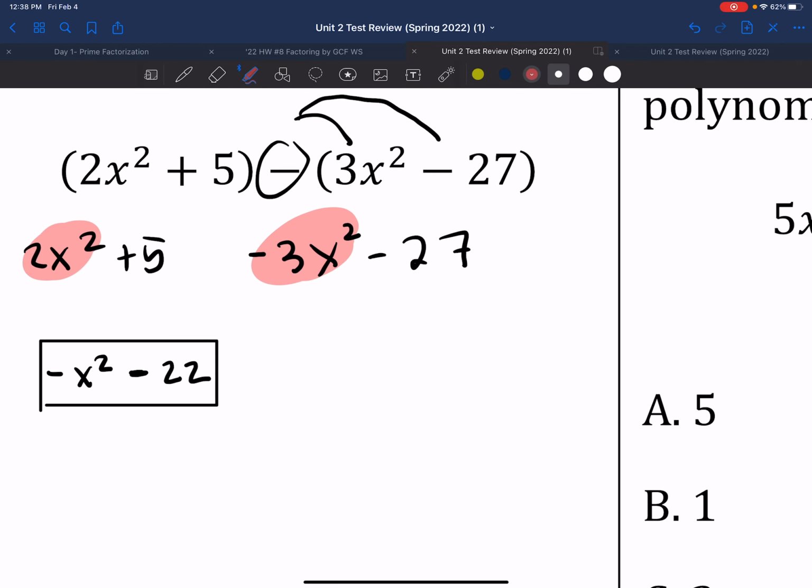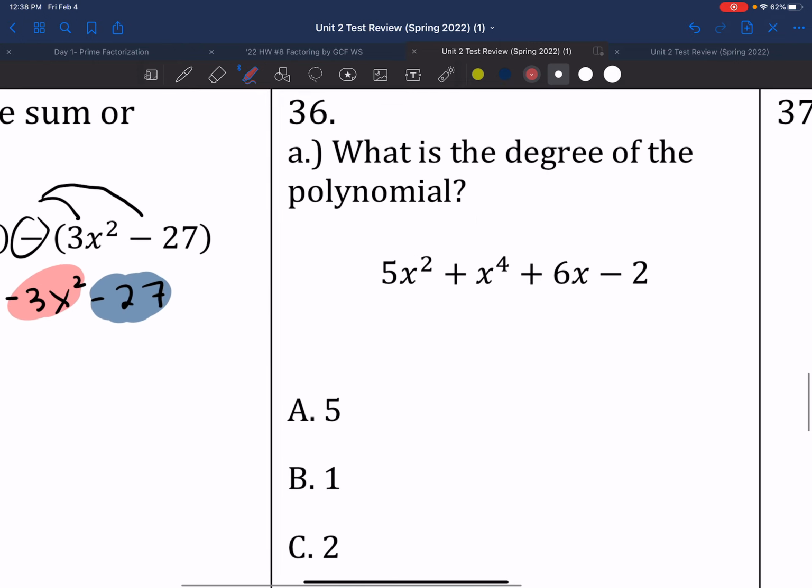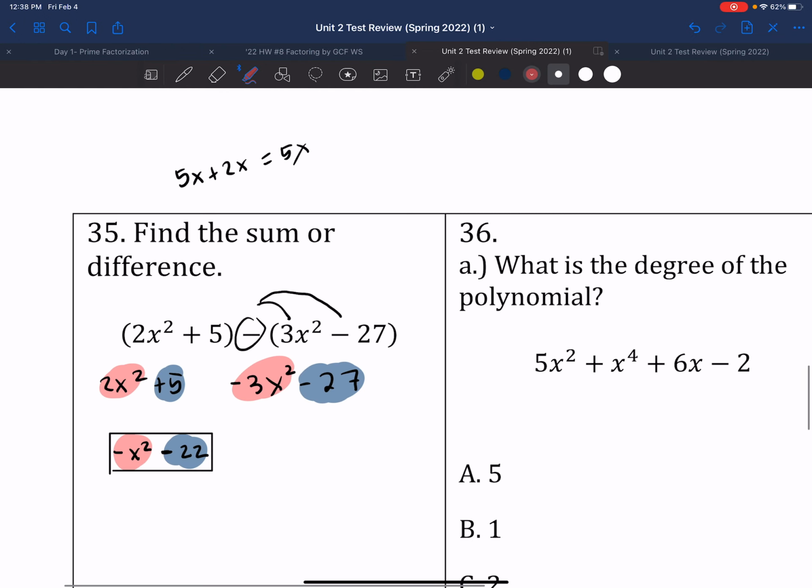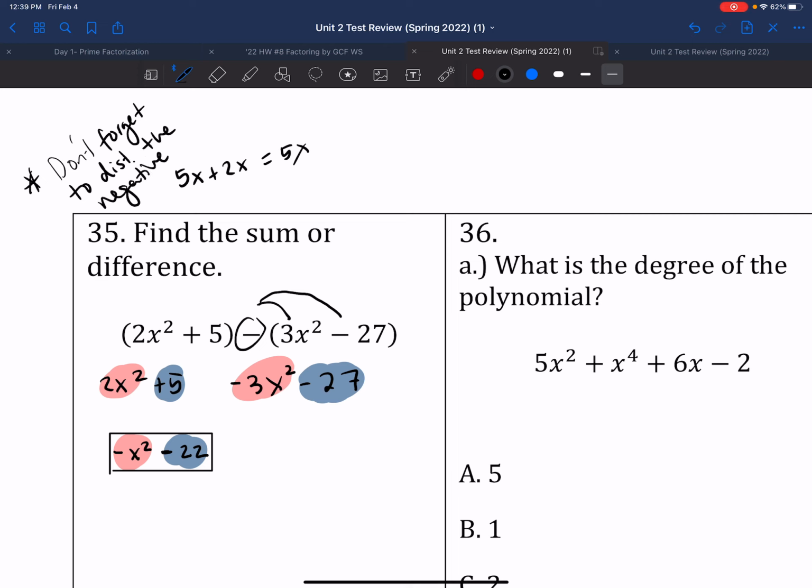So if you didn't see that, I'm going to go ahead and just highlight. This is what we added. That's my result. And this is my thing. There you go. Don't forget to distribute the negative. Don't forget to distribute the negative when it says find the sum or difference.